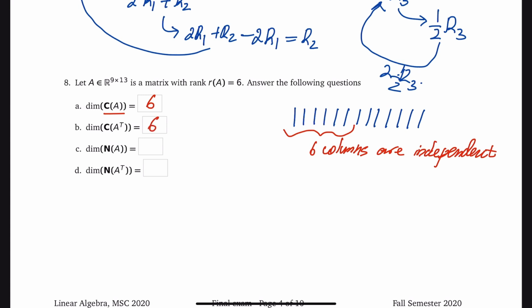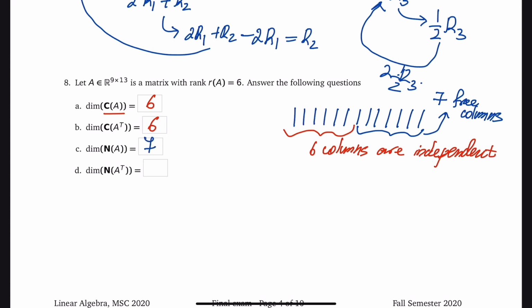Now, when we're talking about the null space, it is about the free columns, right? So if the six columns are independent, they are going to be called the pivot columns, and the rest are going to be the free columns. So how many? We're going to have 7 free columns. The number of free columns essentially defines the dimension of the null space. So it's going to be 7 here.